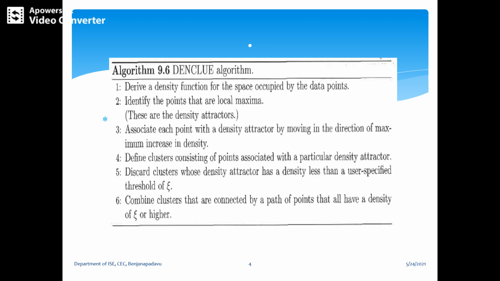If possible, the next step is to discard the clusters whose density attractor has a density less than a user-specified threshold epsilon. Then combine the clusters that are connected by a path of points that have a density of epsilon or higher.